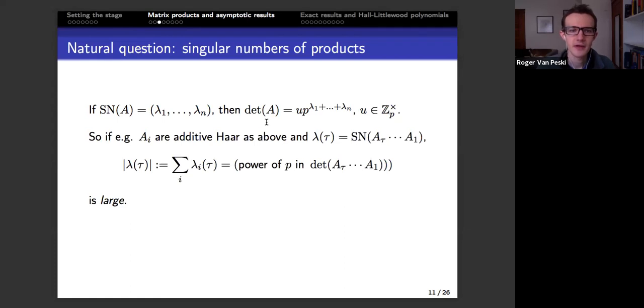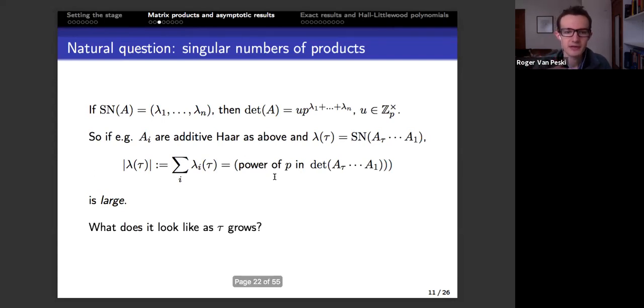And in the complex setting. And so this means that if I have a bunch of random matrices and I multiply them together, then because the determinant is multiplicative, the sum of singular values of this product will be the power of P in this determinant, which is going to be large because each of these matrices is going to give us some power of P, and then I multiplied a lot of them together. So this means that the sum of the singular numbers, lambda I, is getting bigger.